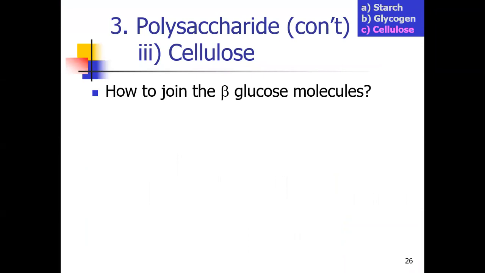So we will stop here today. We will look at the cellulose molecule in the next lesson. So thank you.